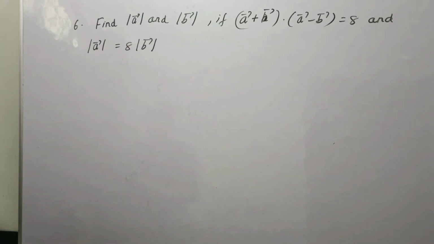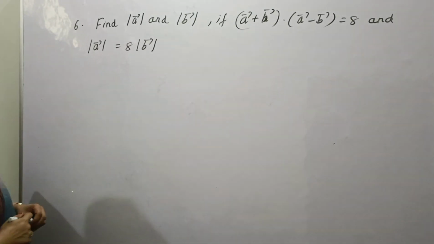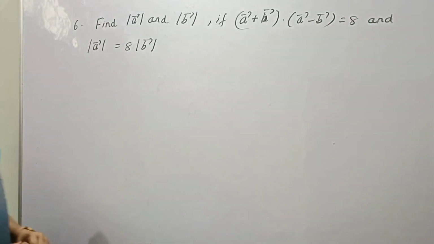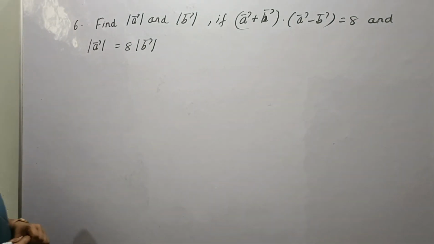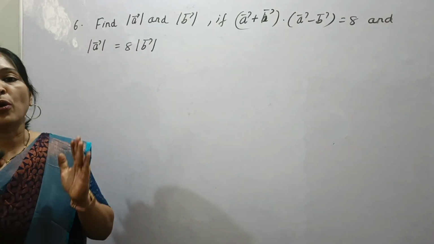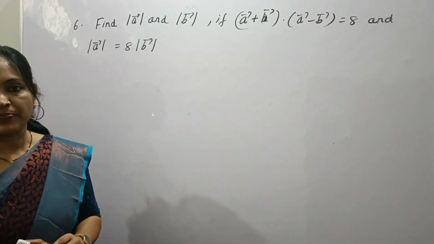Find modulus vector A and modulus vector B if (vector A plus vector B) dot (vector A minus vector B) is equal to 8 and modulus vector A is equal to 8 modulus vector B. Okay. So here we have to find the value of modulus vector A and modulus vector B. These conditions are given.